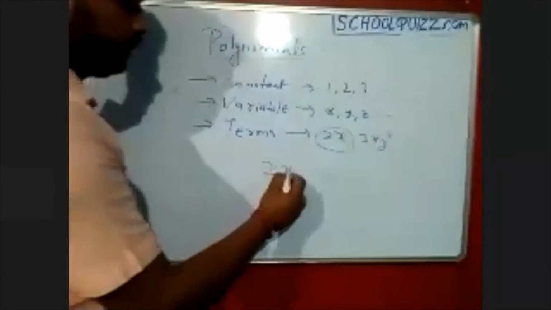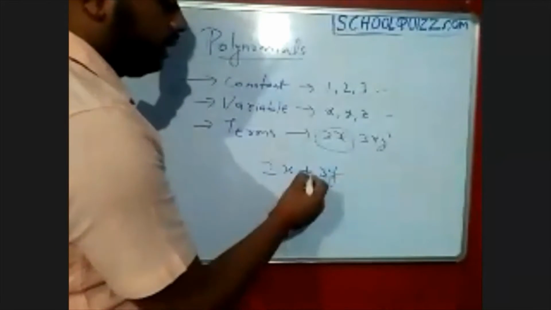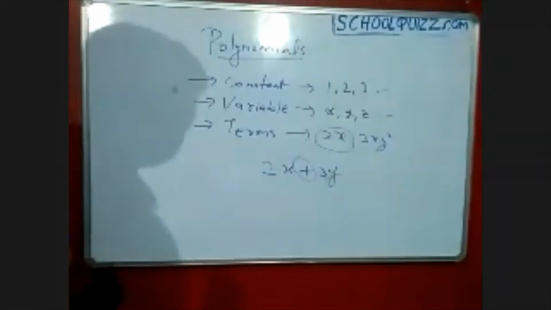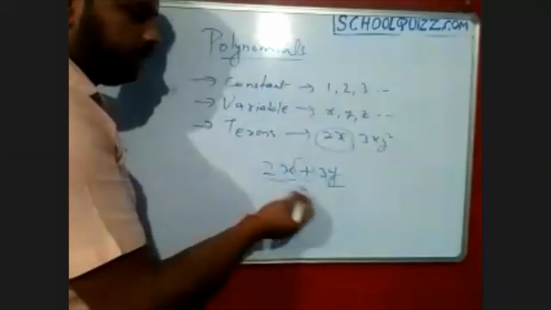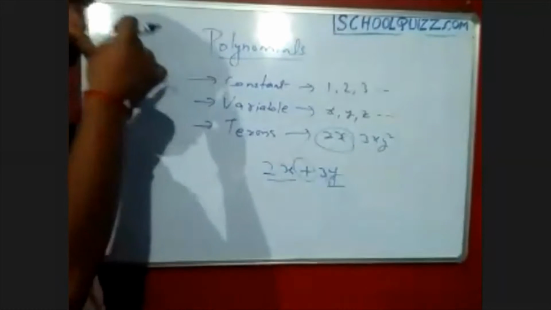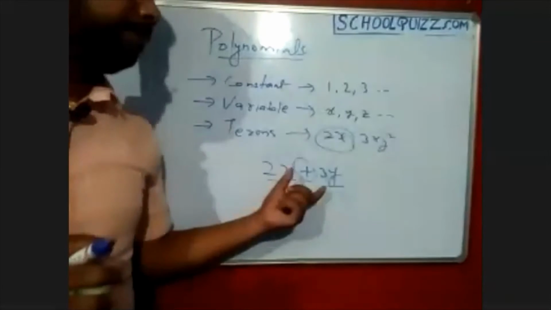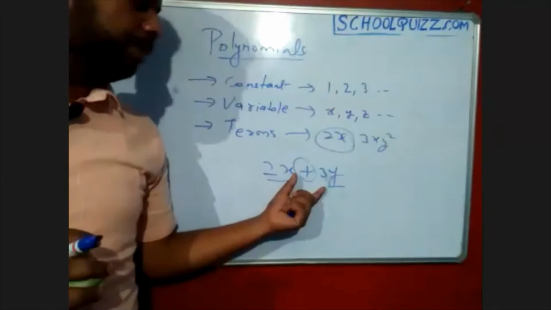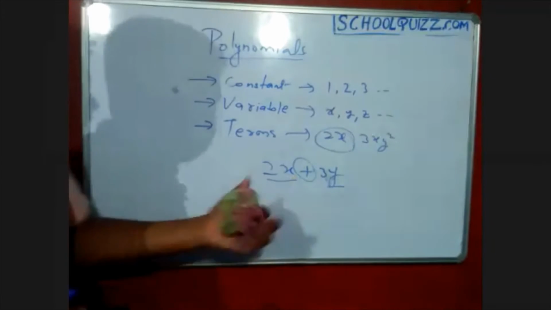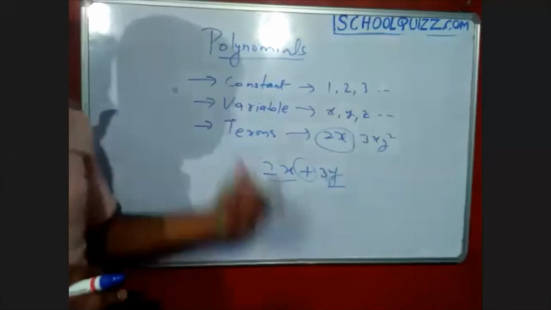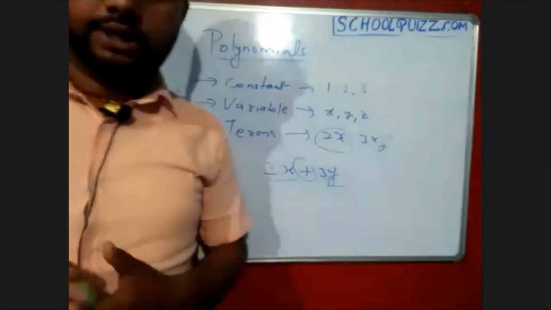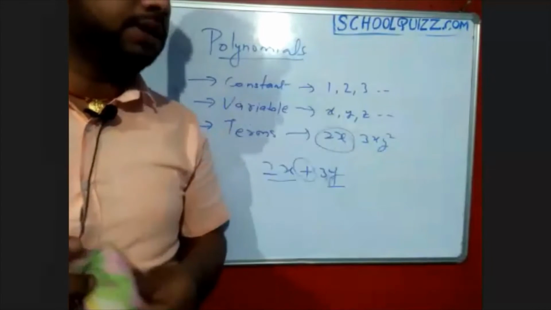If it is 2x plus, suppose, 3y, here one plus or minus sign is there, so it counts as two terms. So the terms are separated by the sign. If we need the number of terms, we look at the number of plus or minus signs in the expression. Here one plus is there, so two terms. These are the small things we need to understand before understanding the polynomials topic.